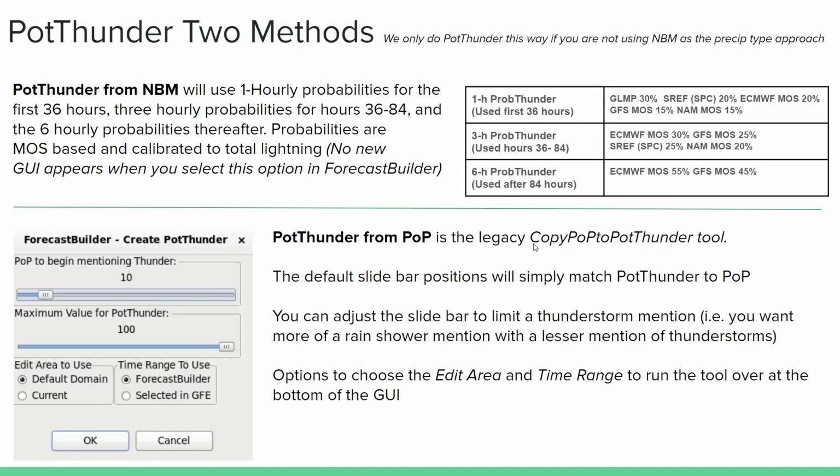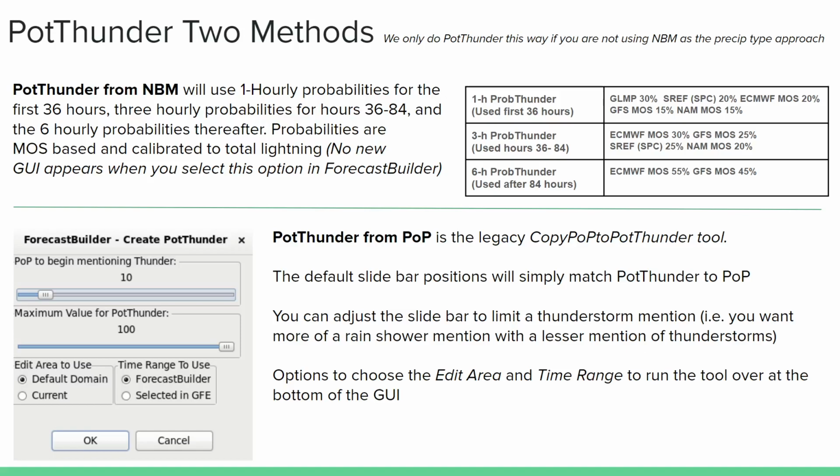Pot thunder has two methods, and we're only going to run them from the non-precipitating types step if we're not using the NBM as the precip type approach. That's because you can populate pot thunder from that earlier step. So pot thunder from the NBM.